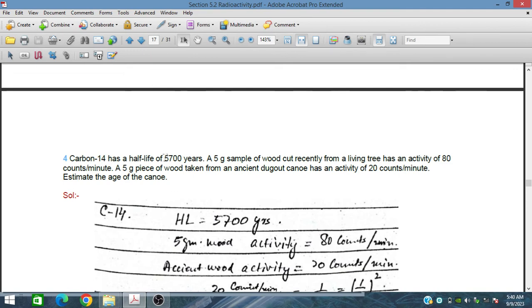Carbon-14 has a half-life of 5700 years. A 5-gram sample of wood cut recently from a living tree has an activity of 80 counts per minute. A 5 gram piece of wood taken from an ancient dugout canoe has an activity of 20 counts per minute. Estimate the age of the canoe.